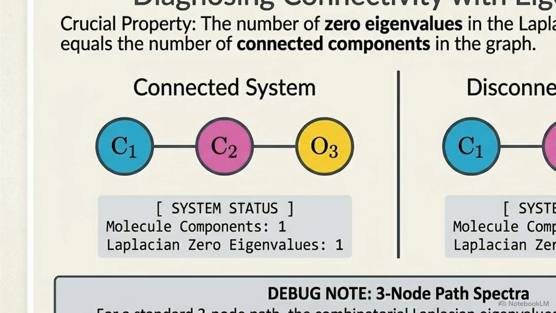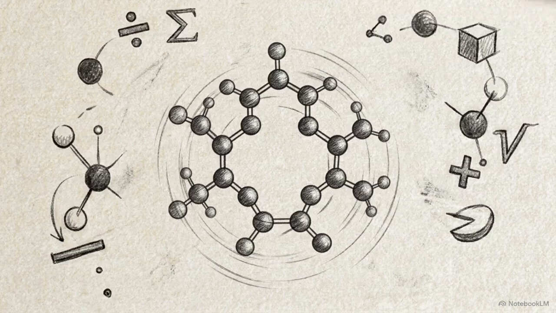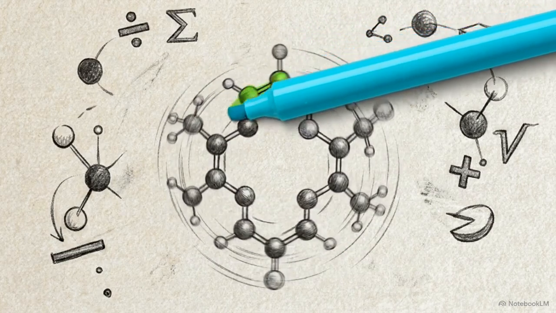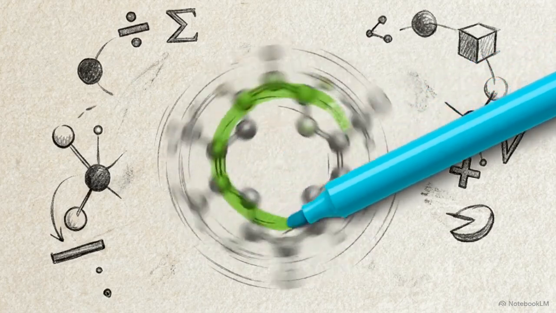The Laplacian also verifies the graph's integrity. The number of zero eigenvalues in the Laplacian perfectly equals the number of connected components in the graph. A connected molecule yields exactly one zero eigenvalue. This diagnostic allows algorithms to verify contiguous molecular structure instantly.